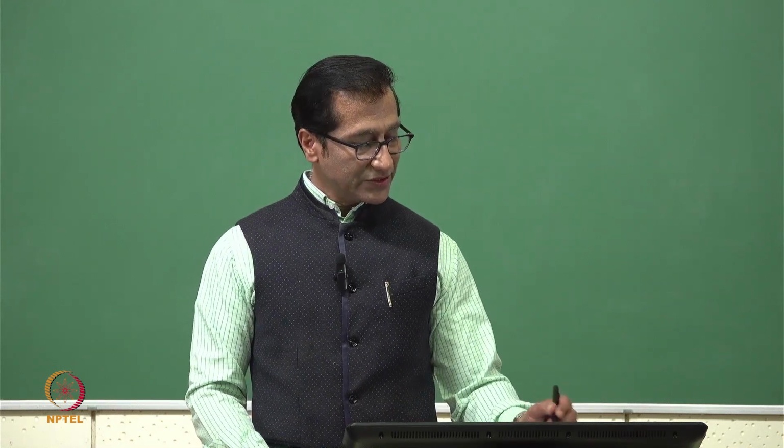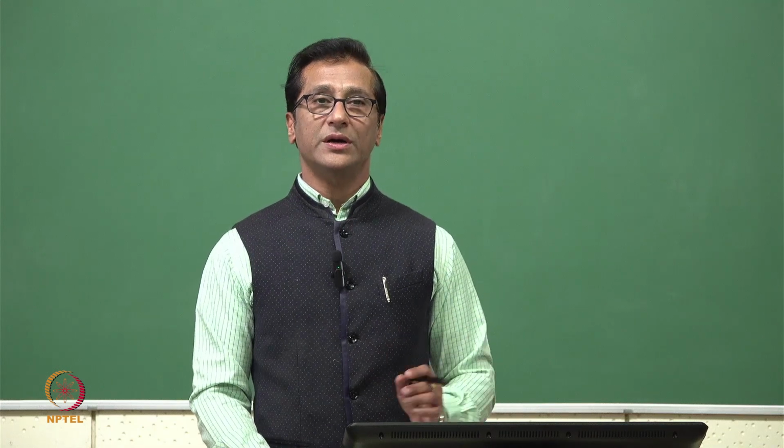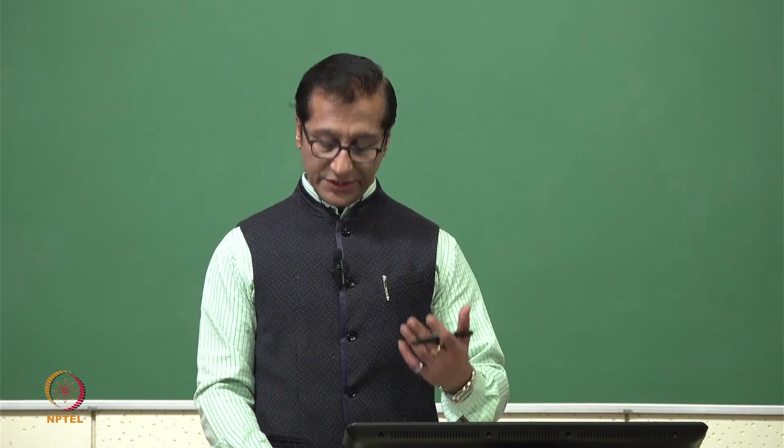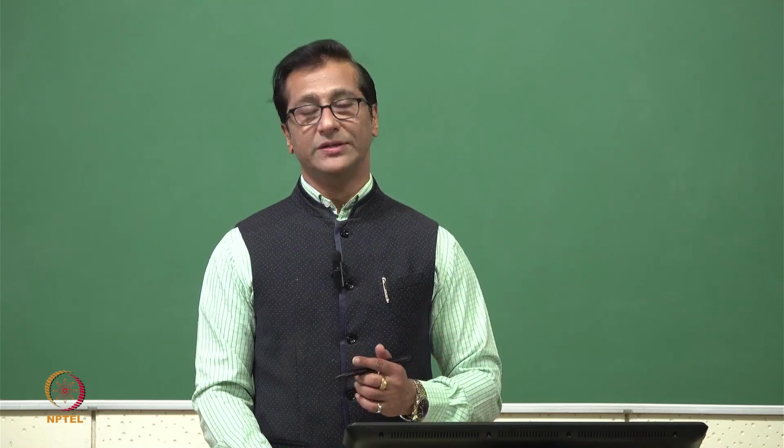Now the reverse situation: if I use this as an anode material and this as a cathode material, then what will happen? The cathode area is much bigger. Large cathode area, smaller anode area, showing relatively pronounced attack of the fastener head. That means here the fastener head will get corroded much faster compared to the cathode area. So we need to really utilize our science in a proper manner to get better results.